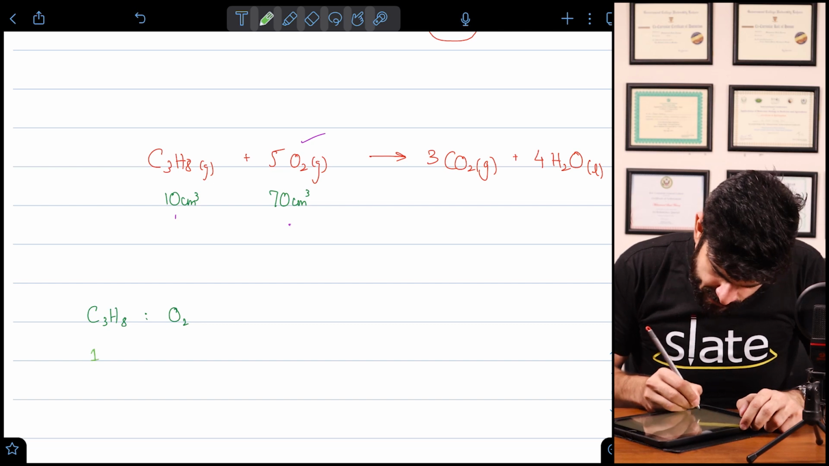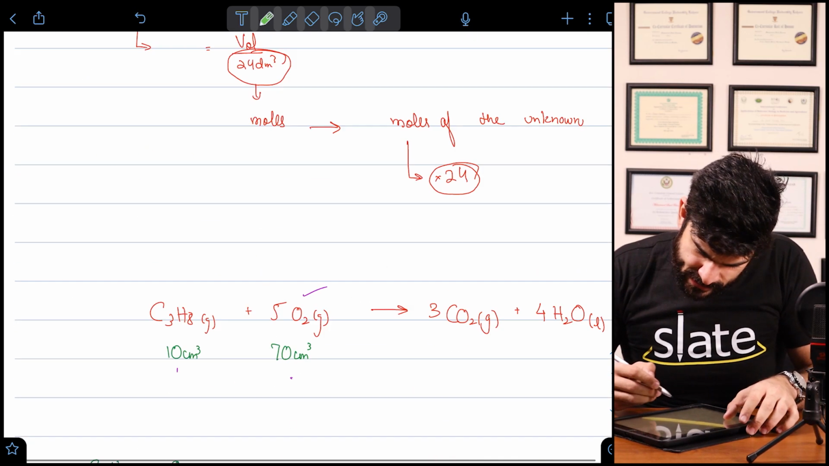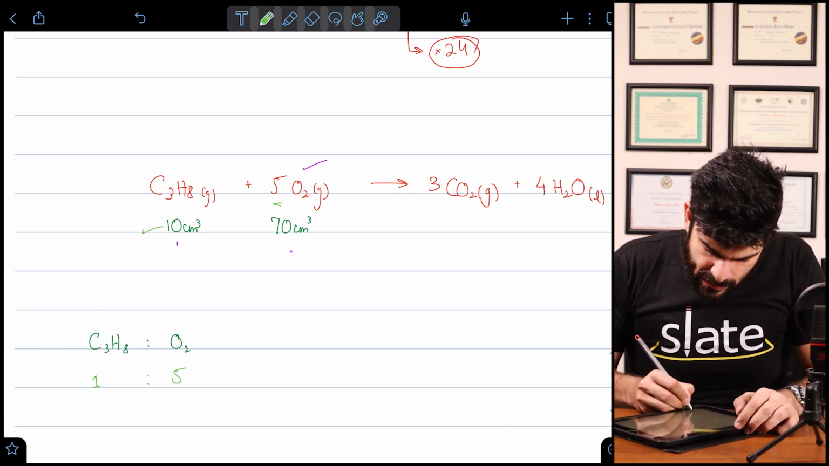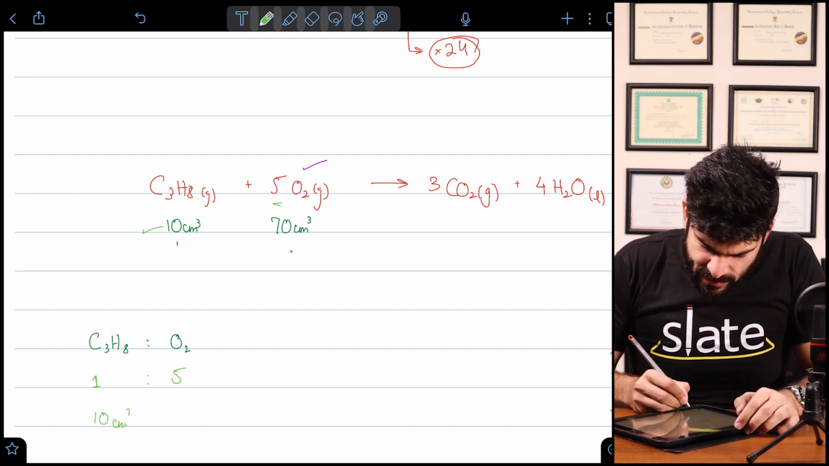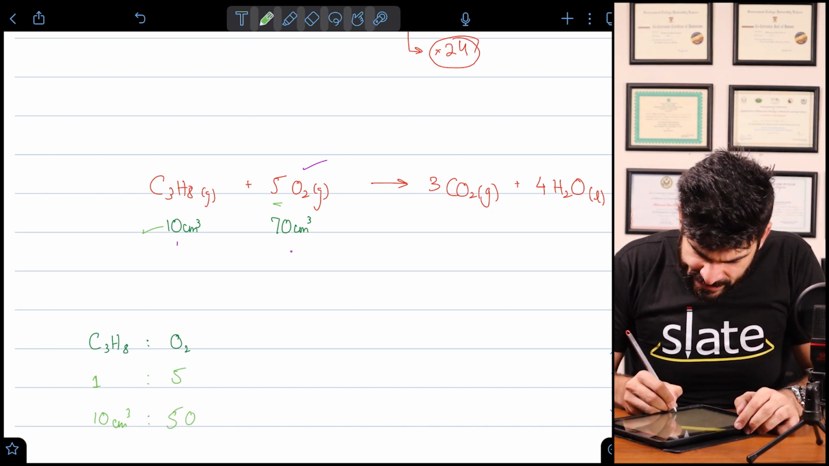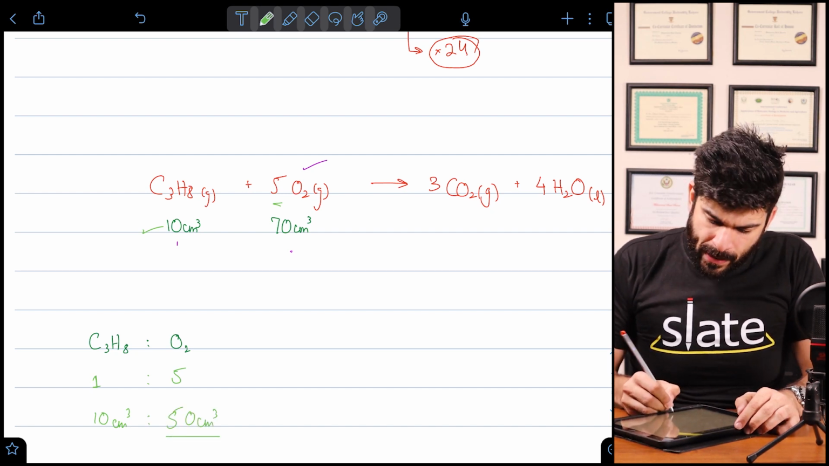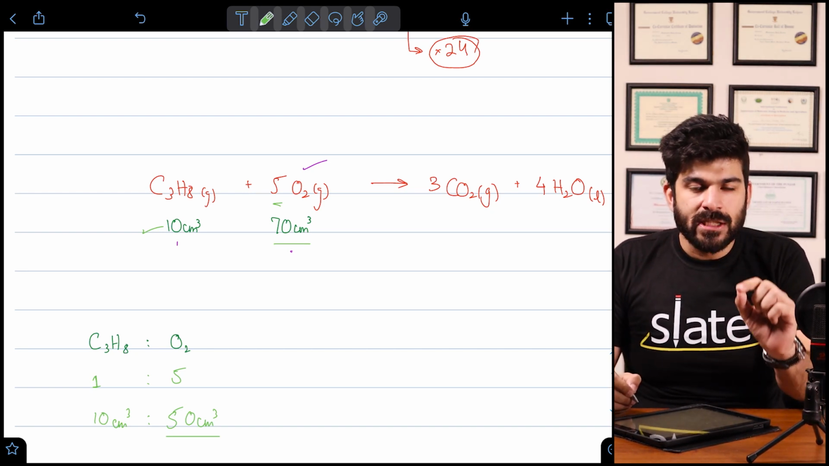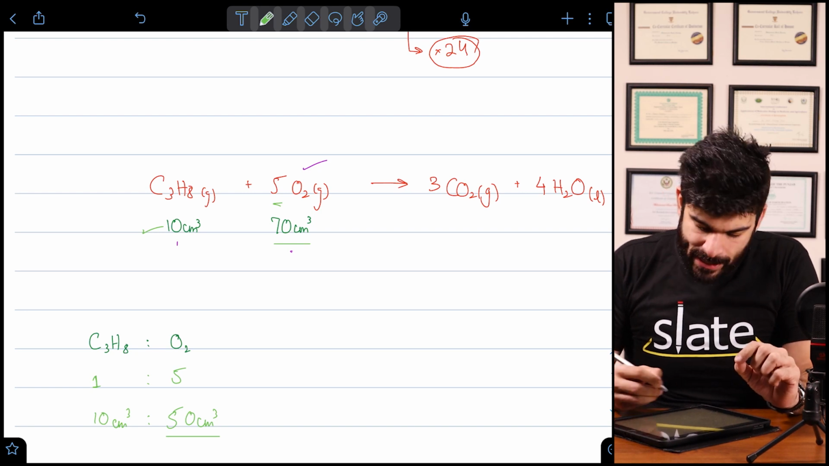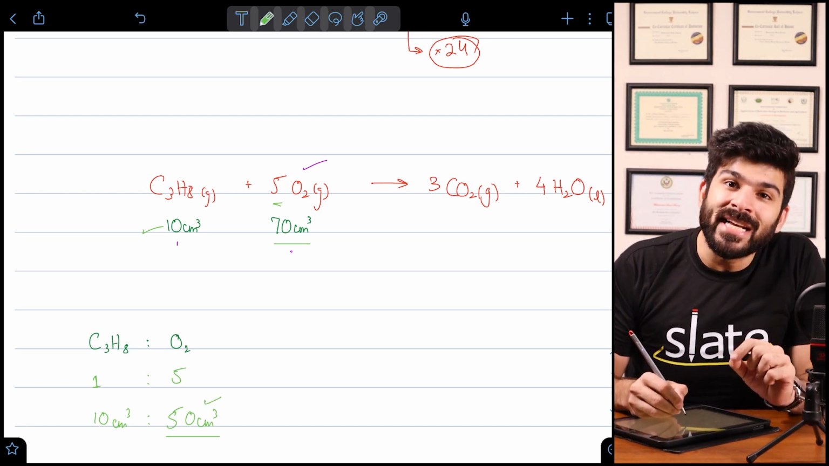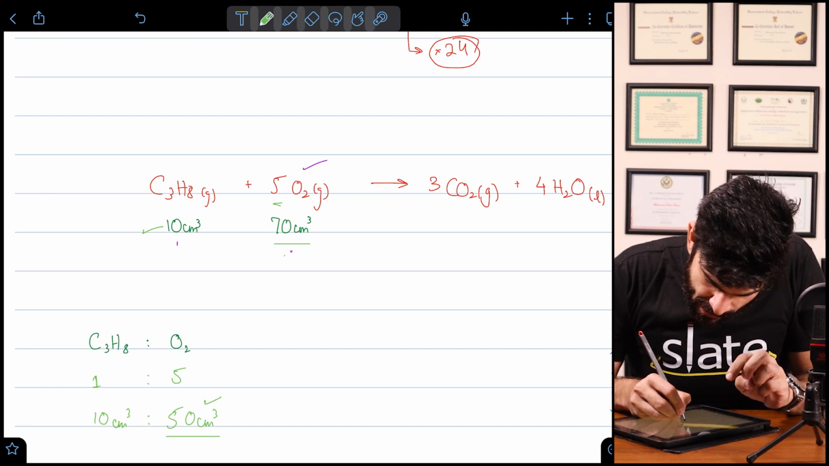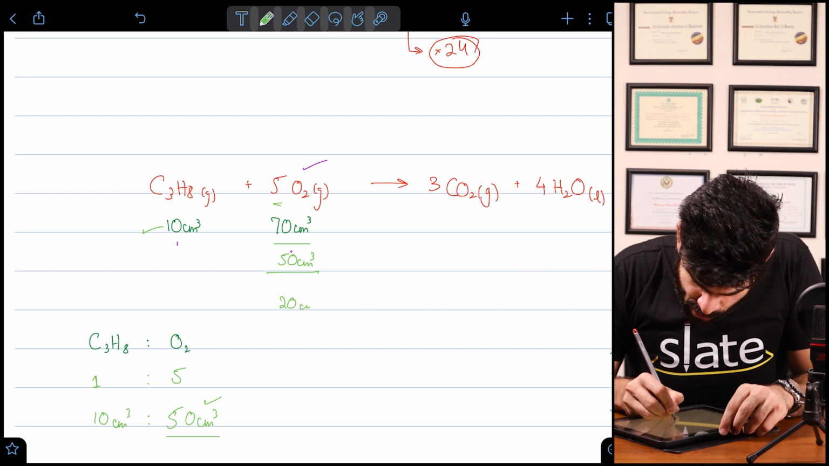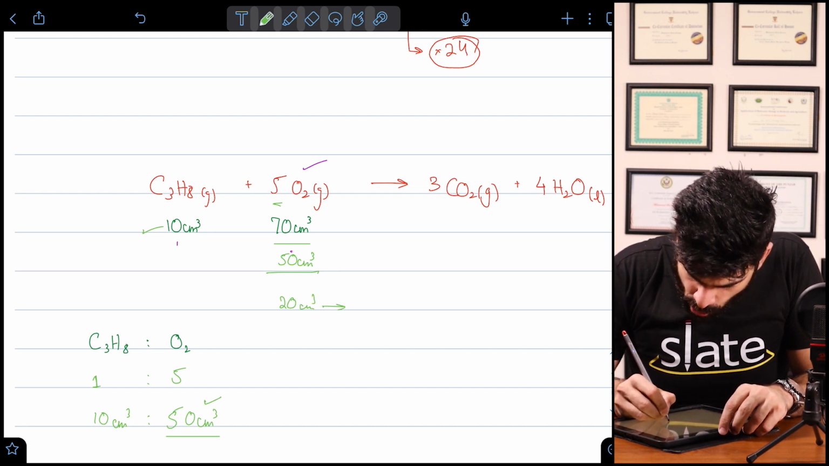So we have 1 mole of propane, that's the equation, and we have 5 moles of oxygen. So if we have 10 centimeter cube of this, we'll need 50 centimeter cube of oxygen. But we have 70 centimeter cube. So we know the volume of oxygen needed is 50 centimeter cube, so 70 is an excess. Only 50 centimeter cube is used and 20 centimeter cube is passed on as an excess.